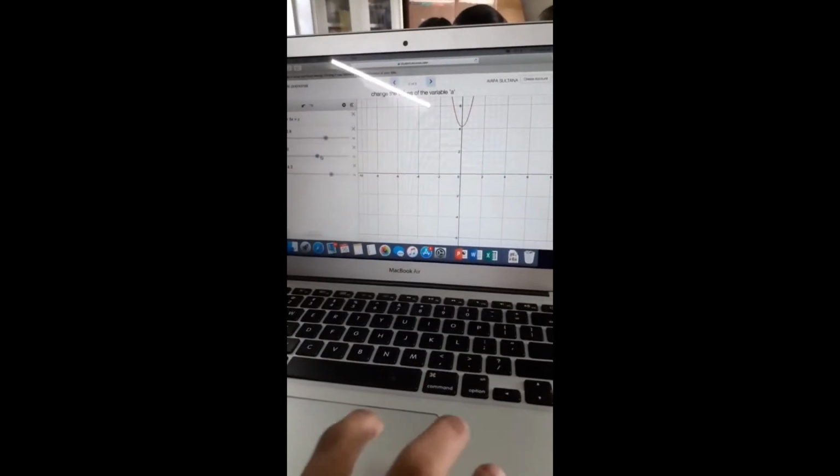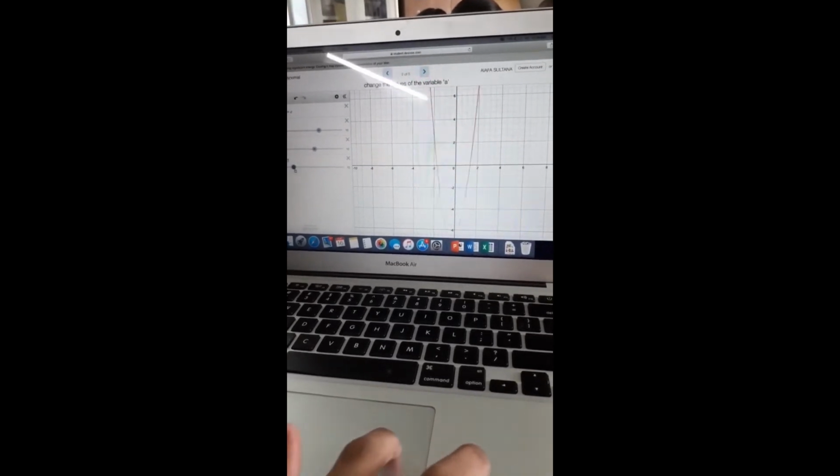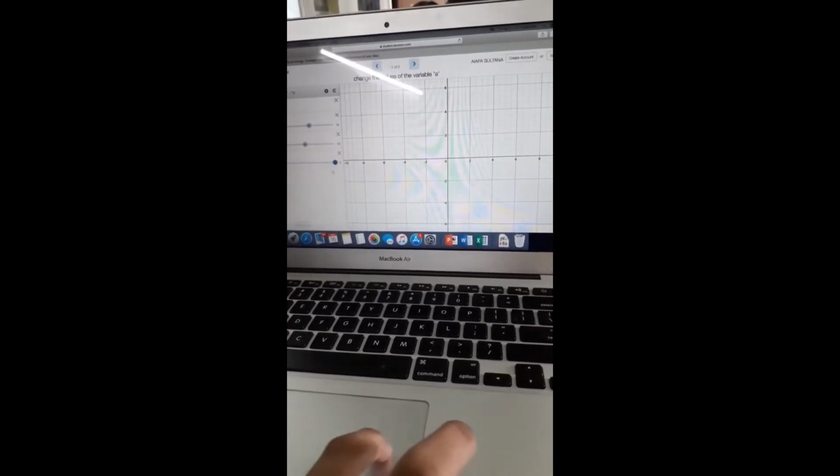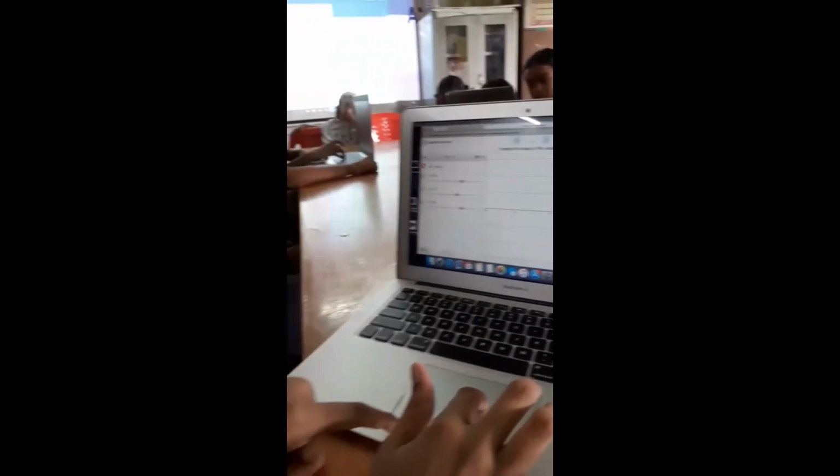Now we are changing the value of c. The parabola opens upward of the x-axis, and if the value of c is negative, then it is in the third and fourth quadrant. If the value of c is positive, then it is in the first and second quadrant. The vertex of the parabola is in the second and first quadrant.